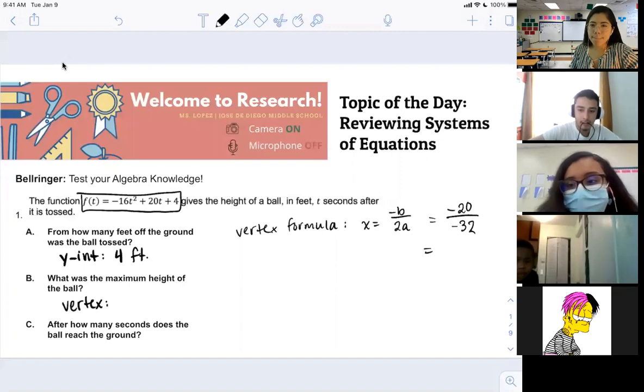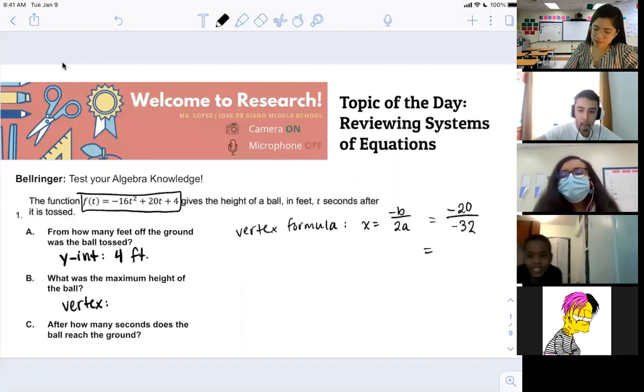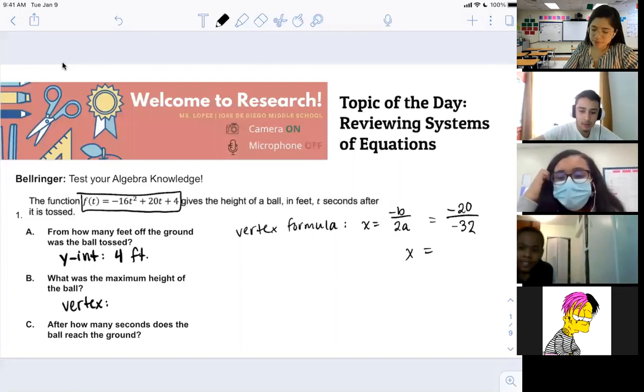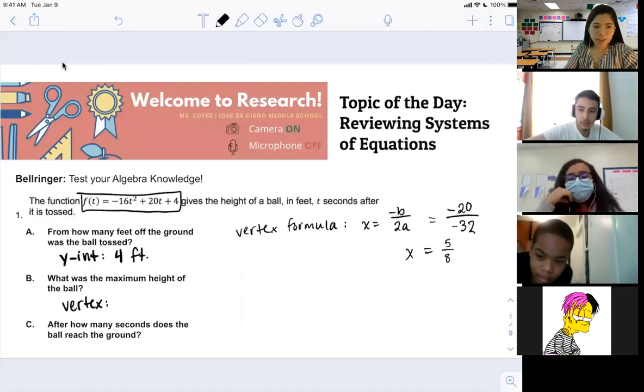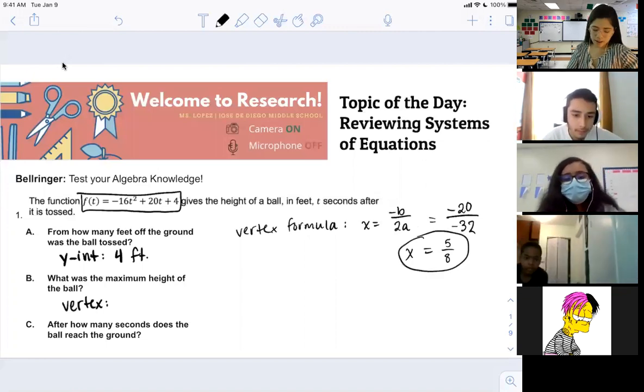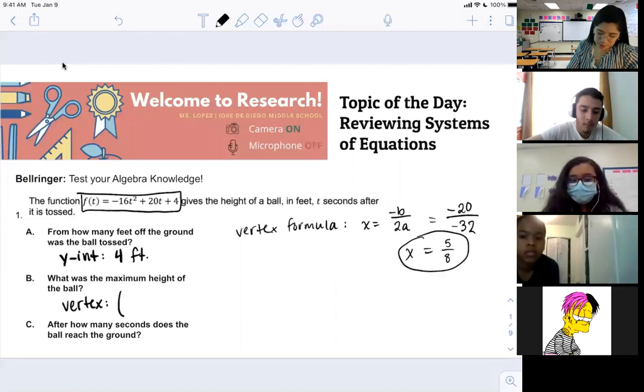Divided by 4. So what do I get? 5 over 8. Awesome. That's my x value, but I'm not done yet, am I? No. So I know this is going to be 5 over 8.